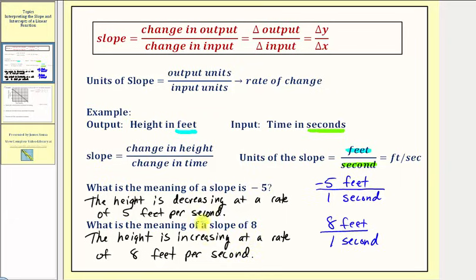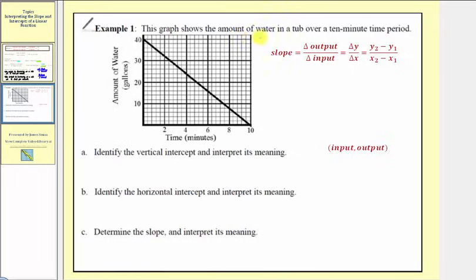Now let's look at an example graphically. This graph shows the amount of water in a tub over a 10-minute time period. So along the horizontal axis we have time in seconds. These would be the inputs. Along the vertical axis we have the amount of water in gallons. These would be the outputs. So in part A, we're asked to identify the vertical intercept and interpret its meaning.